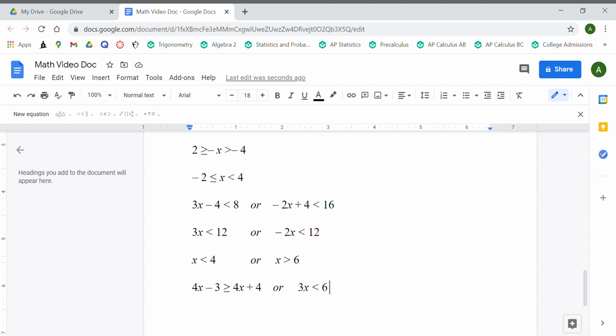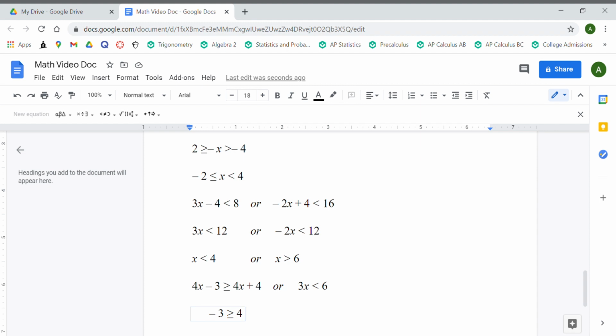Okay, so we got 2 different inequalities joined together by the word OR. We have 4x minus 3 is greater than or equal to 4x plus 4. Notice what we got here. Oh dear. We got the same similar coefficients. So what happens when we subtract 4x on each side? Uh-oh. That's not right. That's not a true statement. Well, if it's not a true statement, that means for this inequality, there are no solutions.